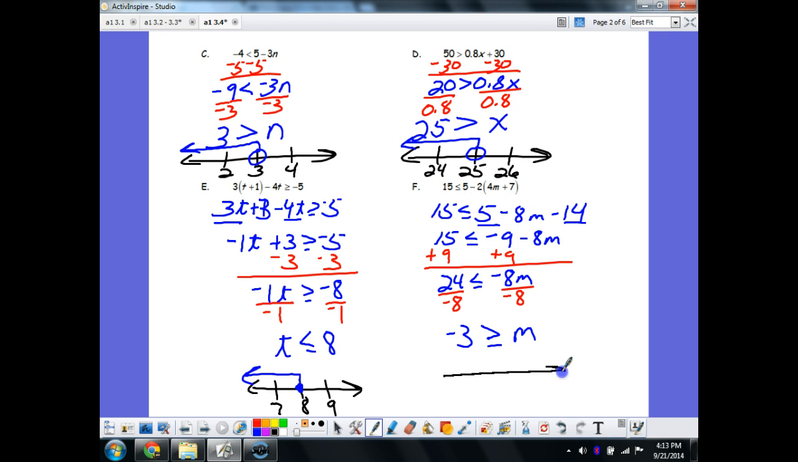Then to graph, let's be very careful of how we order our numbers since we're dealing with negatives. We should have a closed circle at negative 3. Plug in negative 4: negative 3 is greater than or equal to negative 4. Therefore, we shade that direction.